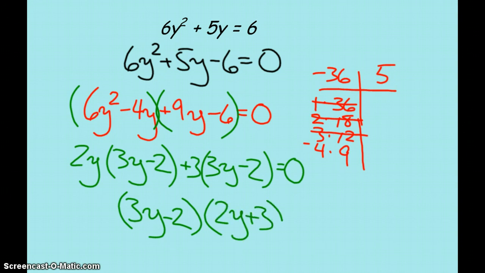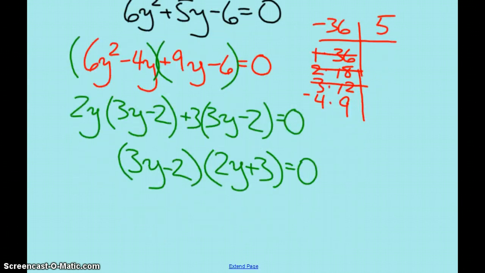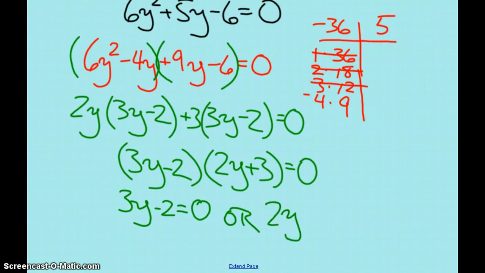So we now have just completed factoring, and now we have to solve. So we go ahead and start. I have 2 things being multiplied. I don't think I can factor them anymore, so the product is equal to 0. Each piece of our product is potentially equal to 0, so we say 3y minus 2 is equal to 0, or 2y plus 3 equals 0.